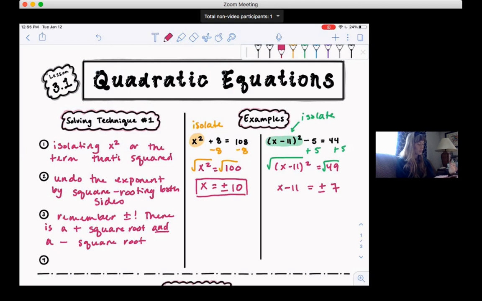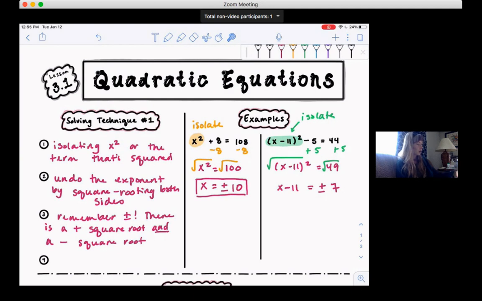So that's all the steps we did in our first example. And in our first example, we were done. In this example, however, x isn't fully by itself yet. We have x minus 11 equal to plus or minus 7, and we want just x.